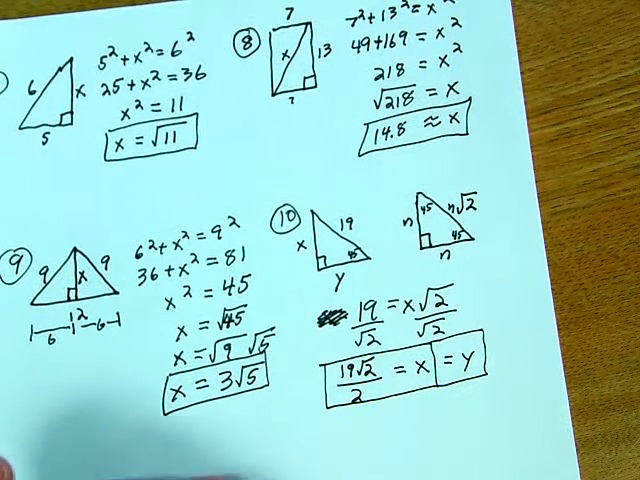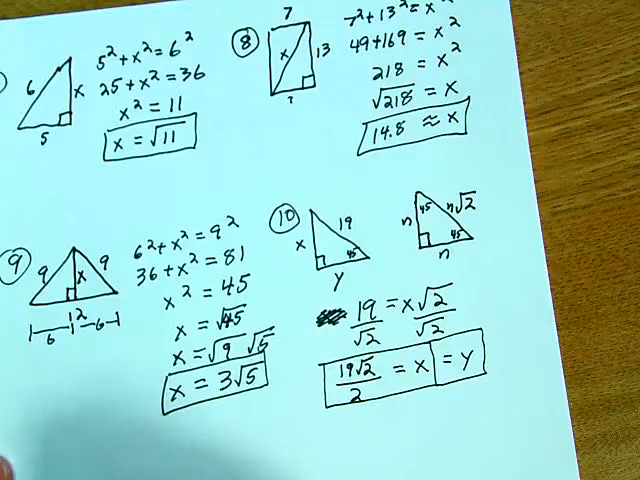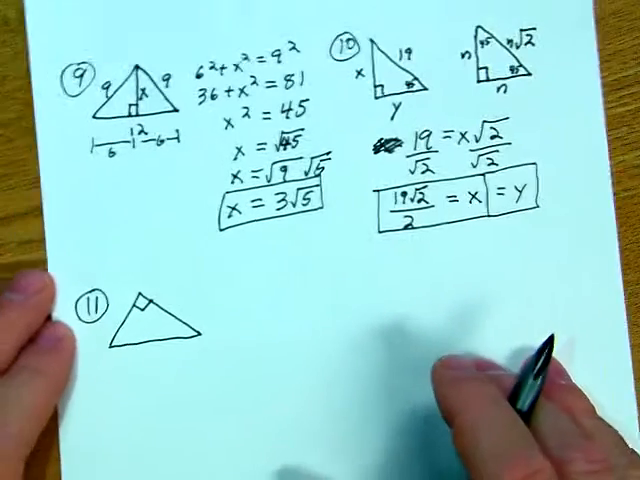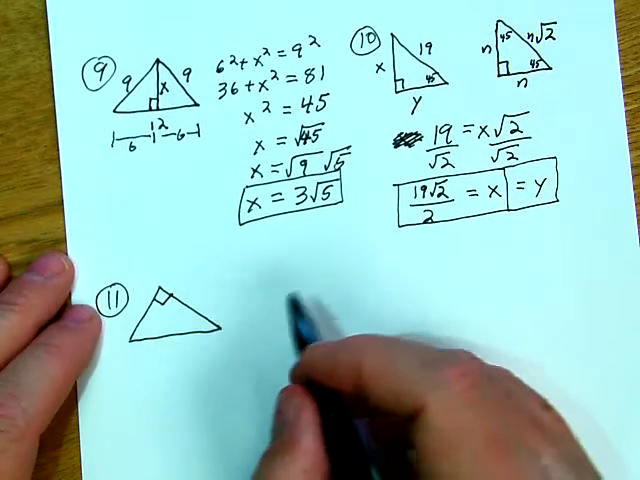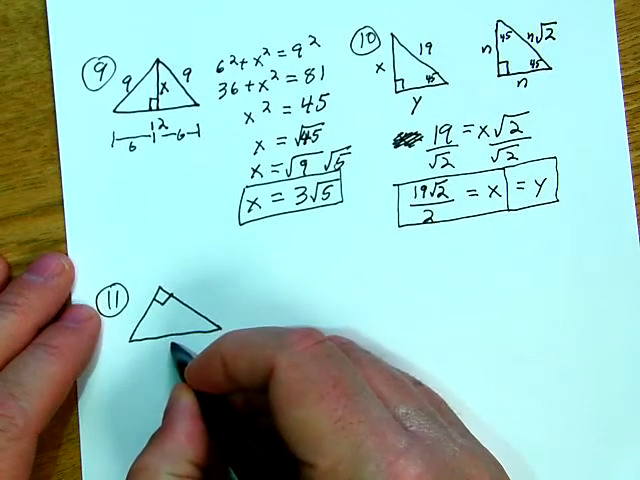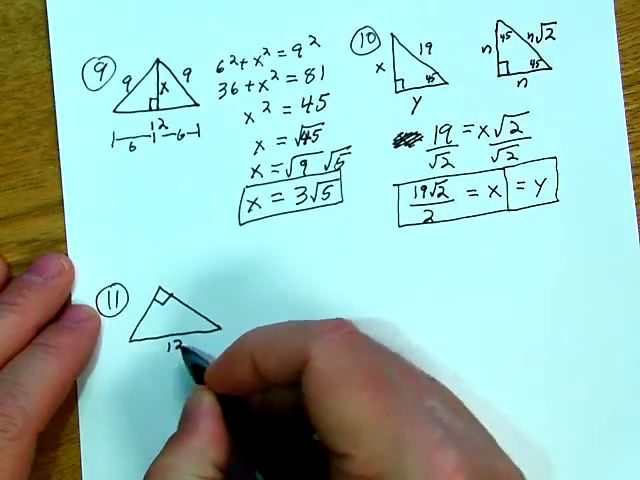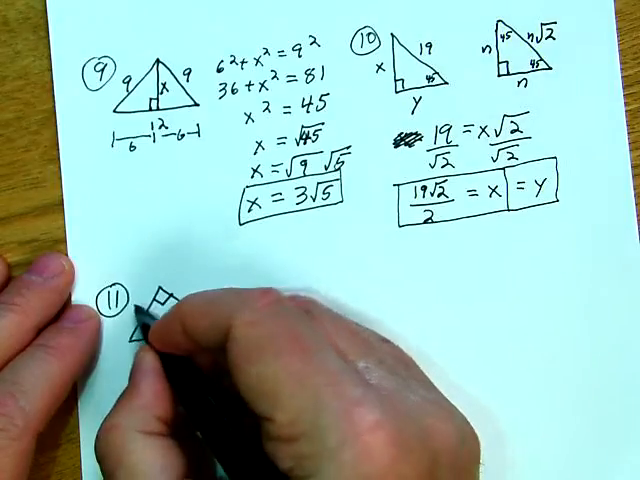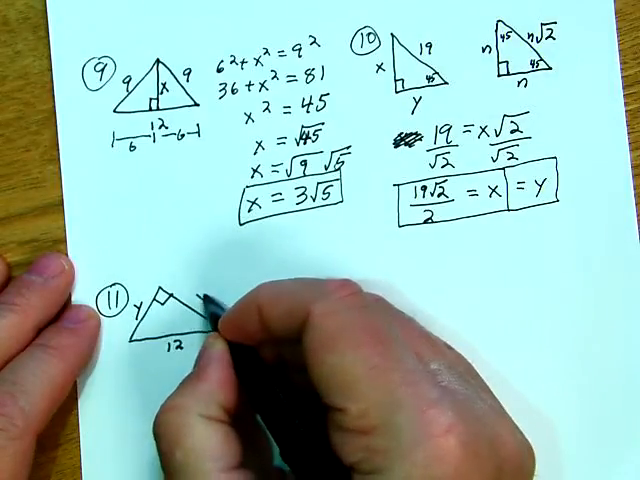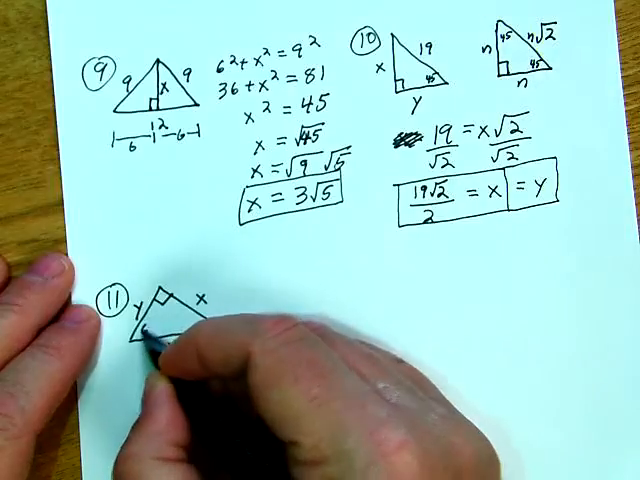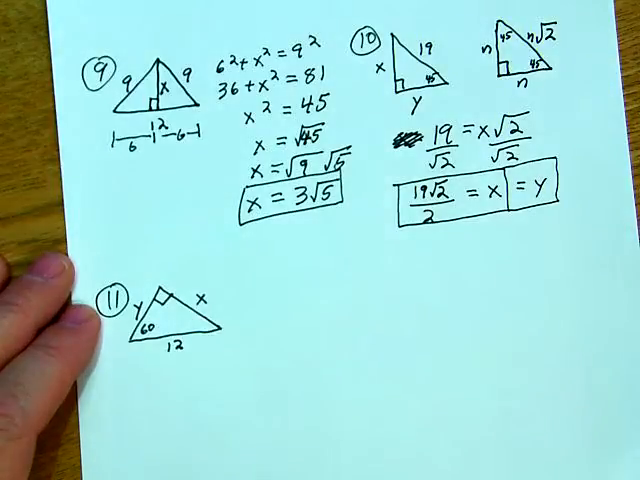All right, now let's try number 11. Number 11 looks something like this. Here we go. Looks something like that. It's got 12 here, y here, x here, and 60 degrees. So now we know this is a special 90, 60, 30, or 30, 60, 90.